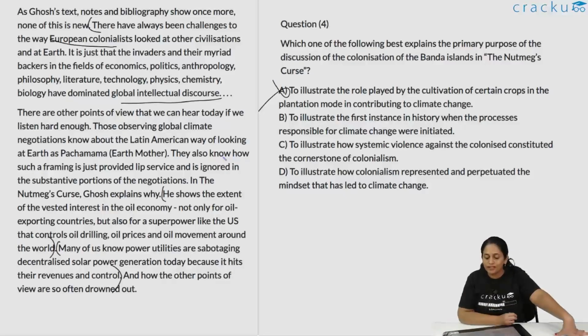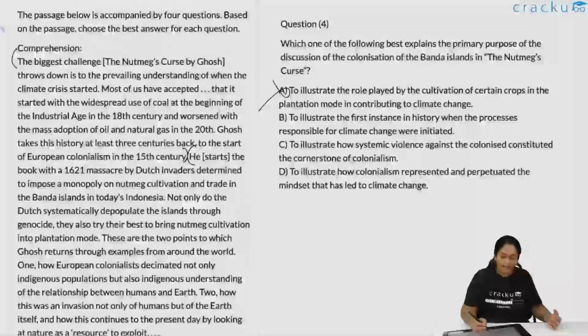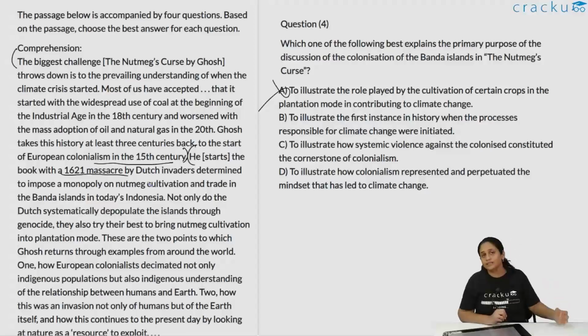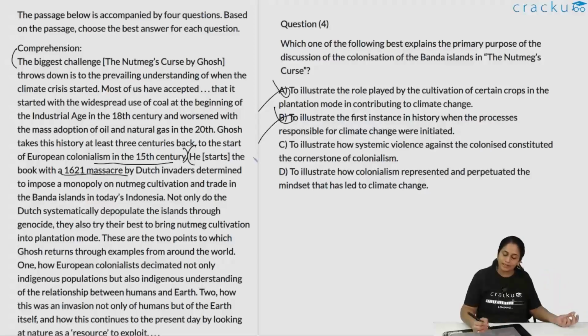To illustrate the first instance in history when the processes responsible for climate change were initiated. No, it is not even the first instance in history. They say that it started with the 15th century and this was the 1621 massacre. So it was not the first instance, but he starts the book with that instance. But he is not saying that that is the first instance in which the process responsible for the climate change was started. It started in the 15th century sometime. So B is incorrect.